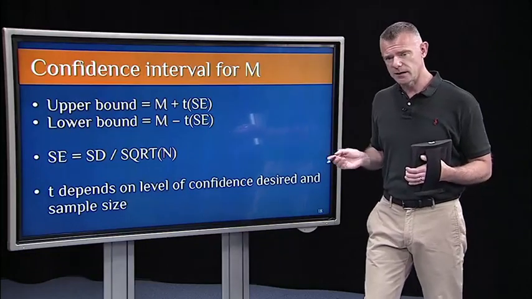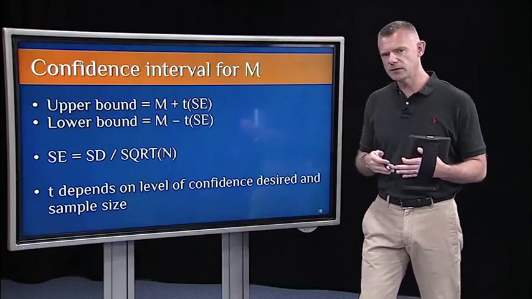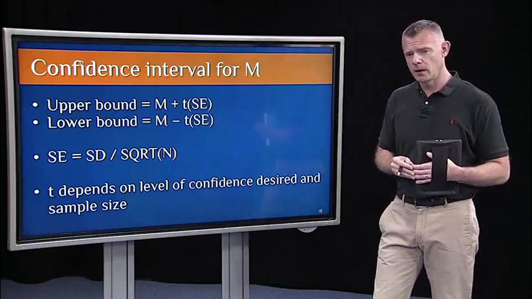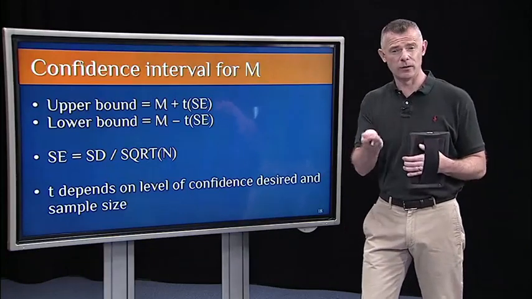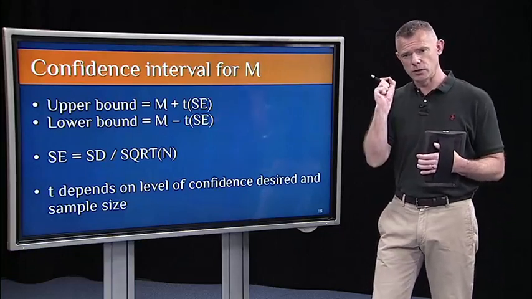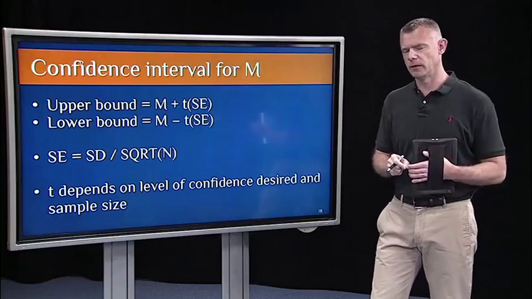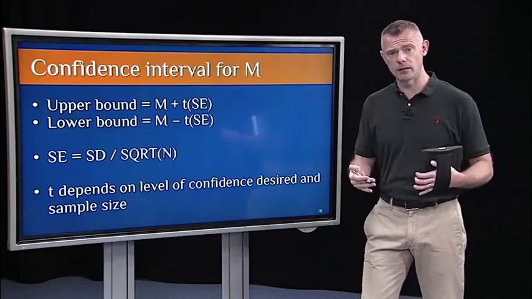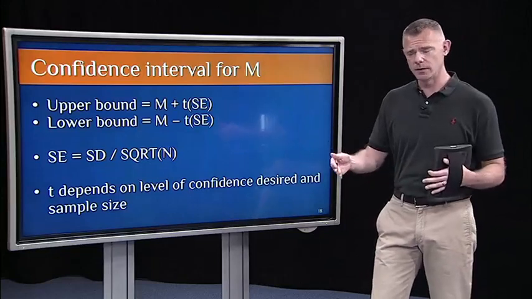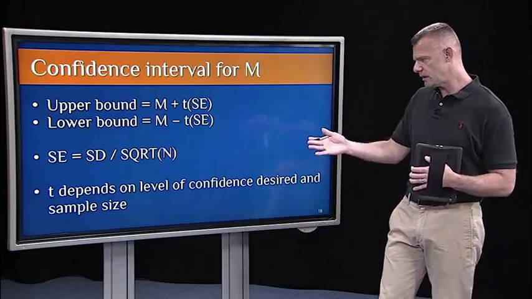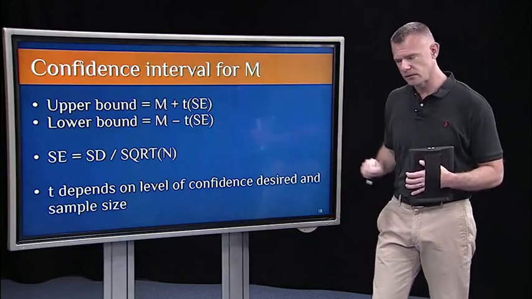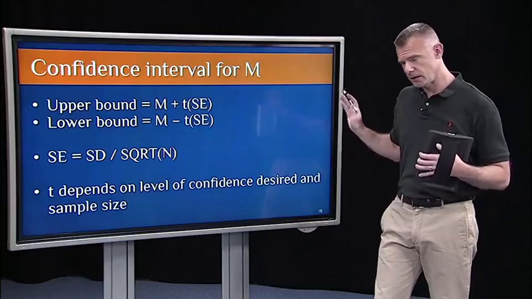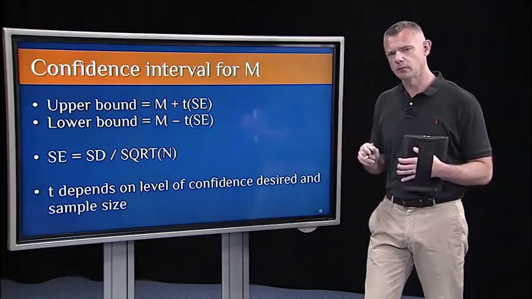This t statistic just depends on the level of confidence desired. So for now, let's stick with 95% confidence intervals. And that corresponds to an alpha of 0.05, that idea of you need p less than 0.05 to reject the null hypothesis. That's why 95% confidence intervals are sort of the standard, because alpha of 0.05 is also the standard. So the actual t value that gets plugged into this formula depends on the level of confidence desired, say 95%, and sample size. Why sample size?